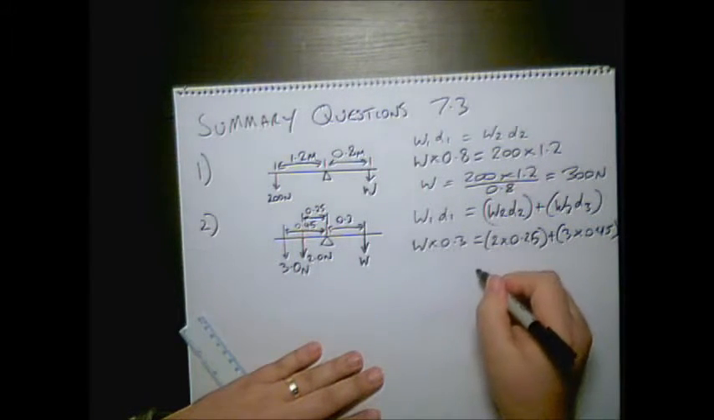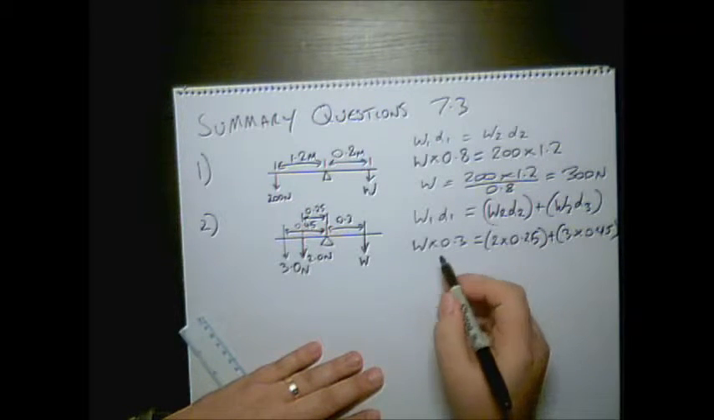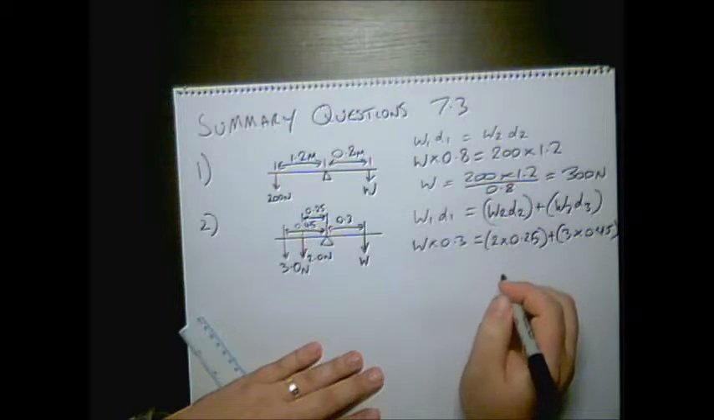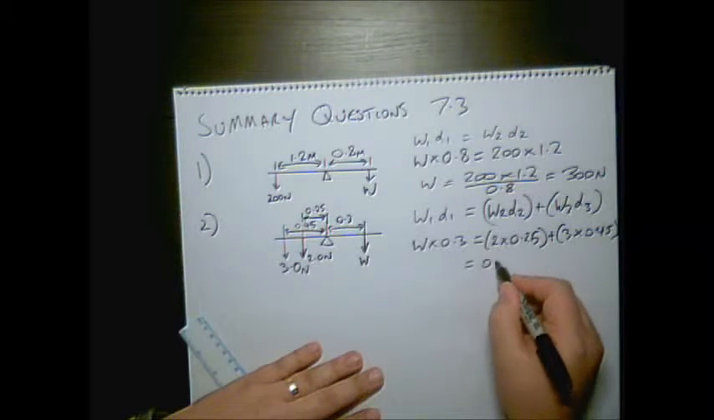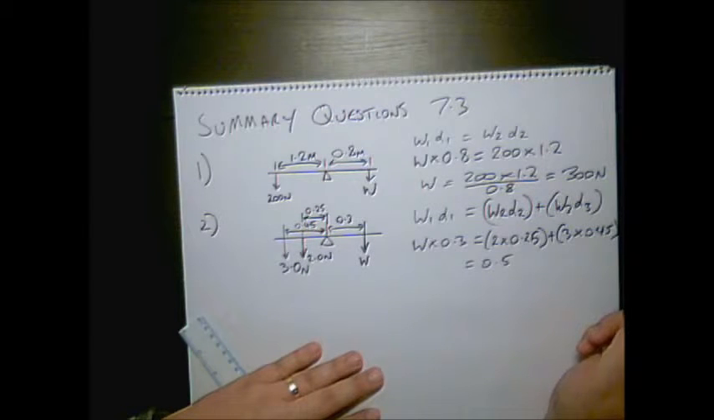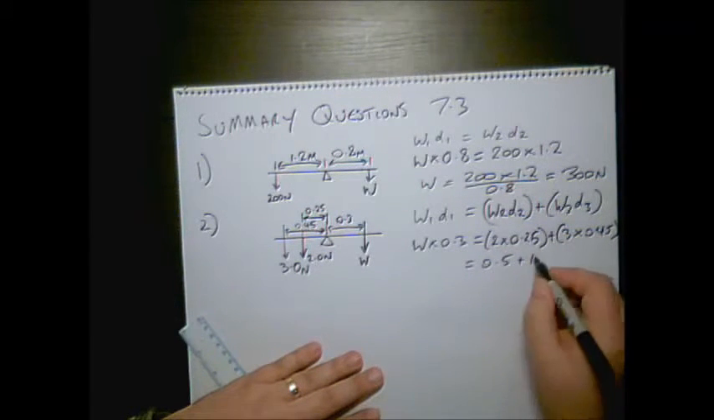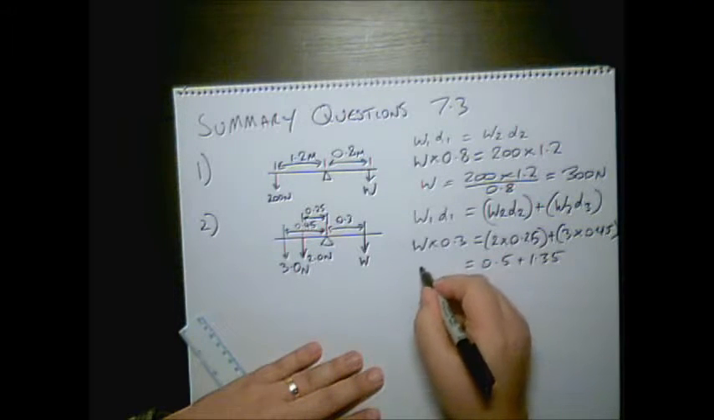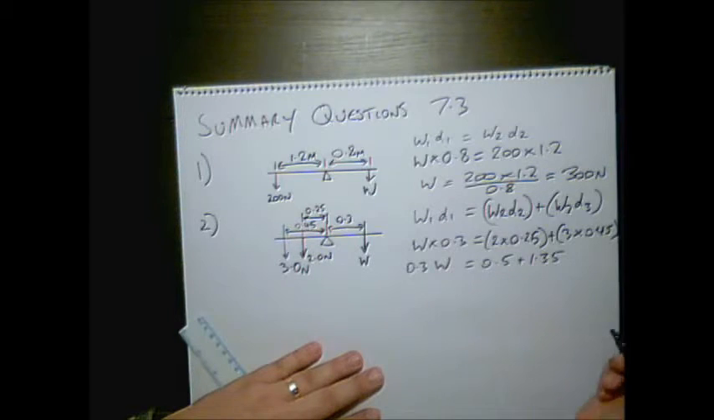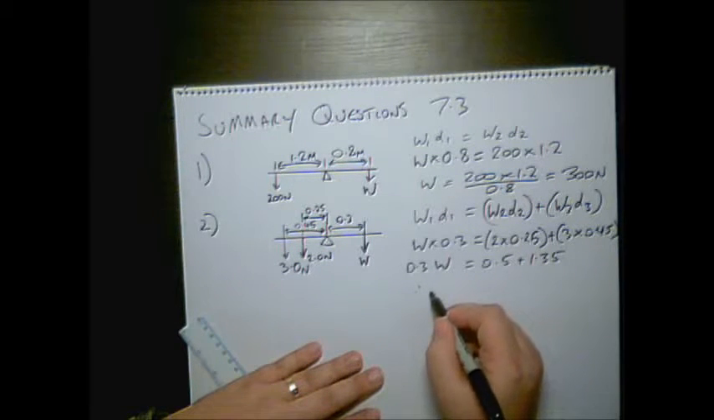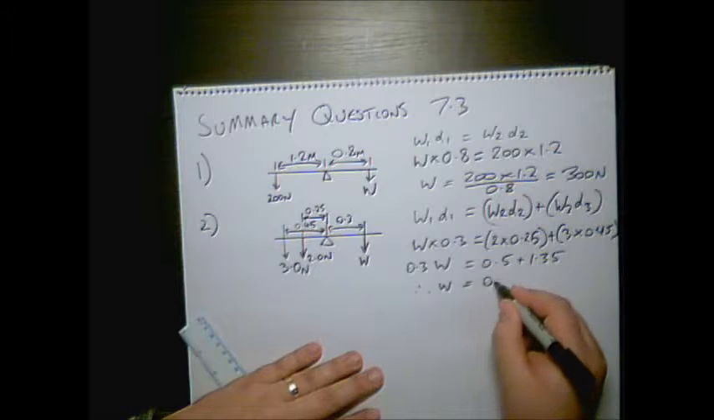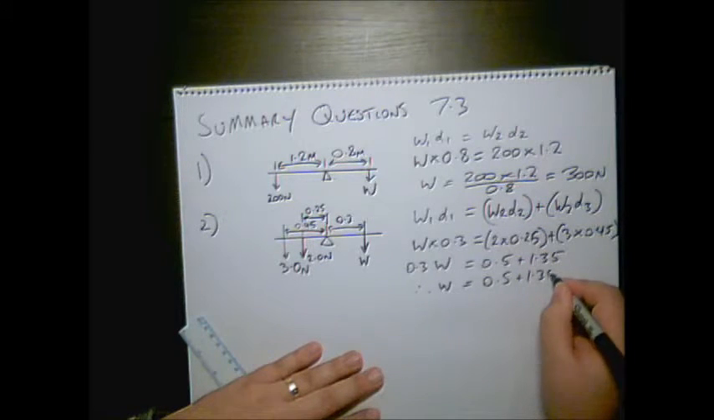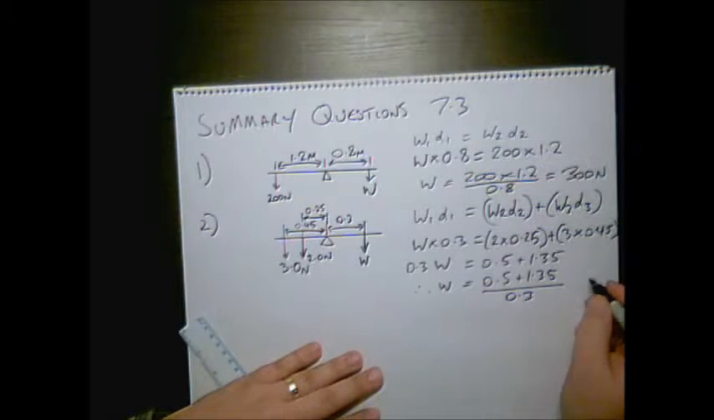That is going to work out, if we do a little bit of calculations, we can times 2 times 0.25, it's going to give us 0.5. 3 times 0.45 is going to give us 1.35, and this is going to be 0.3 W. To get that to there, we've got to divide, so then we get that W is equal to 0.5 plus 1.35 divided by 0.3, and I believe the answer works out to be 6.2 newtons.